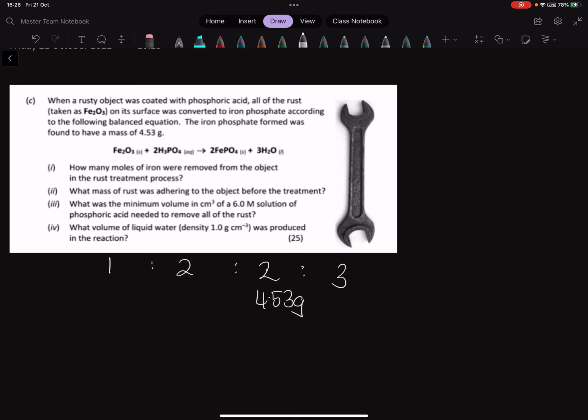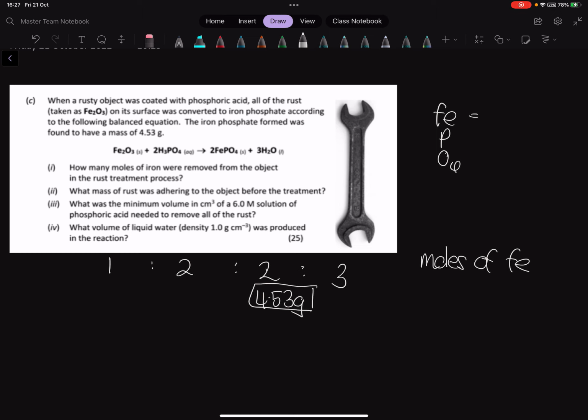So if you look at the equation, there are no standalone iron atoms. So this one is going to have a little funky way in. We're trying to figure out moles of iron, and the only way in is going to be using this 4.53 grams. So if it's grams, it's a mass triangle. So we need to calculate our molar mass for our iron phosphate.